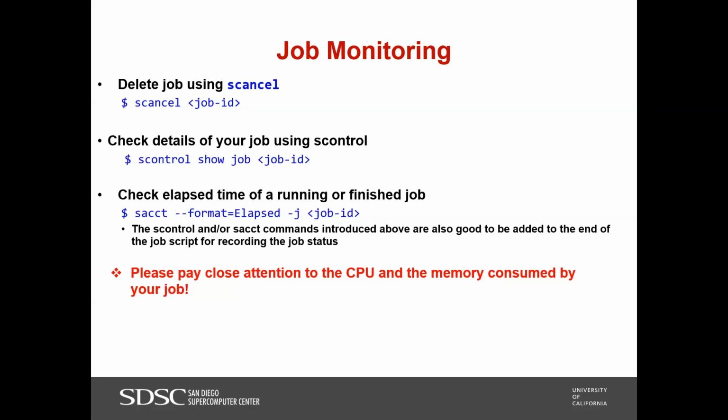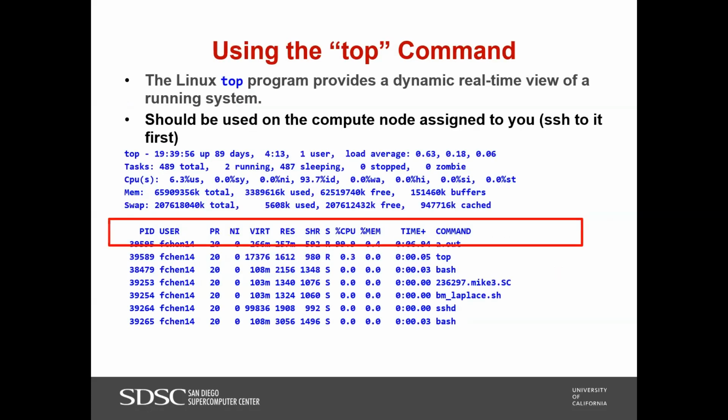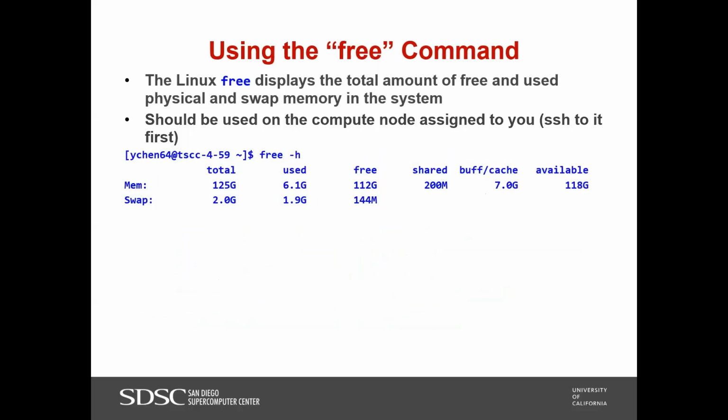So please pay close attention to the CPU and the memory consumed by your job. What you can do is, when you have a job running on a compute node, you can SSH to that node and run the top command to provide some real-time review of the running system. In this example, you'll see the overall CPU load, as well as some status of your simulation, your process. And also you can use the free command to check the total amount of free and used memory in the system.